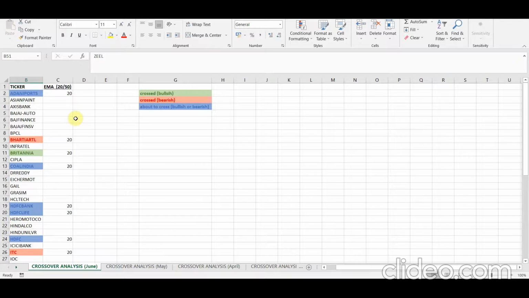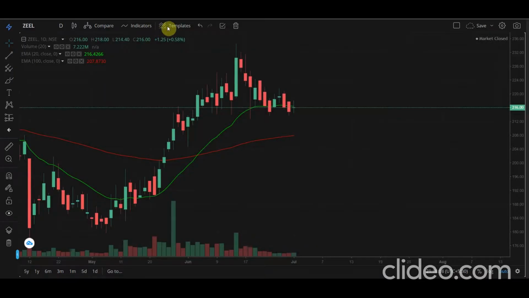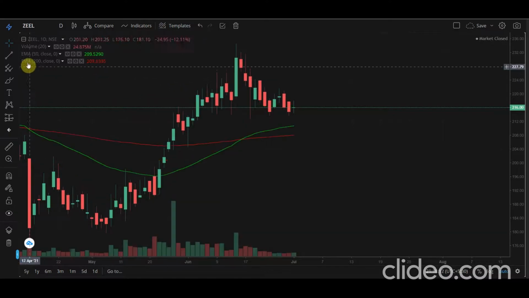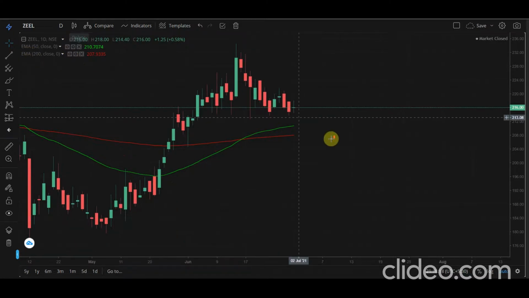Now since we are done with the first pair, that is 20 and 100 EMA, we will be doing the same process for the second pair, that includes the exponential moving averages of period 50 and 200. So we'll start from Adani Ports once again. I'll copy this down. Now let me just change the template to moving averages 50 and 200. You can see there are exponential moving averages of 50 and 200. Let me just cut the volume. We do not need it here.